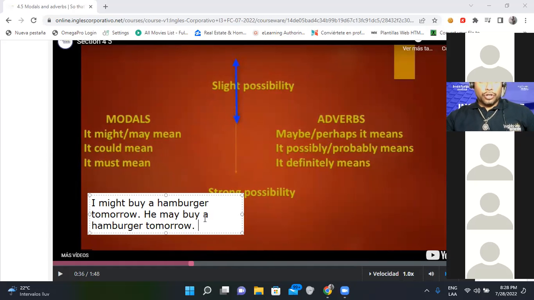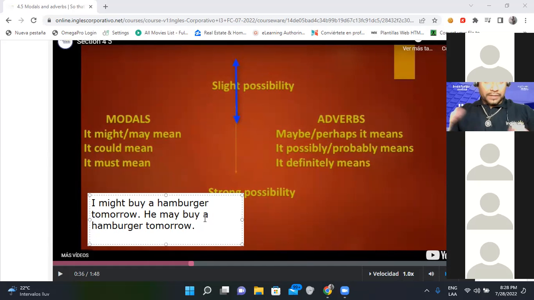If I use could, it's a 50% possibility. For example, I, or let's say she, could, she could go out Friday night, right? It's a possibility. It's a possibility.